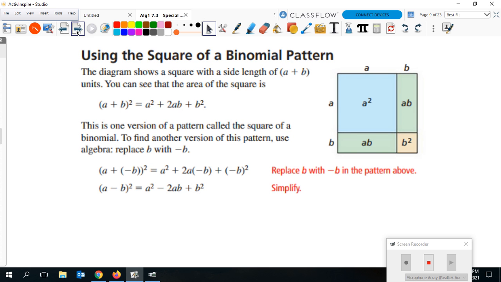All right, well, let's move into our first part of this. It's a binomial pattern, the square of a binomial pattern. So what we're going to see is a binomial, and we're going to see the exponent of 2 on the outside, so we call it a binomial squared. And we can then turn it into a trinomial.